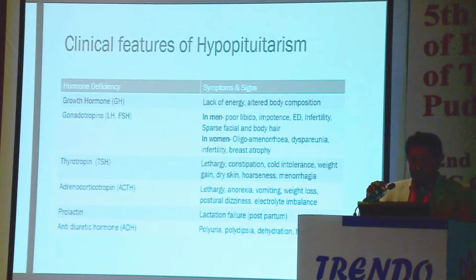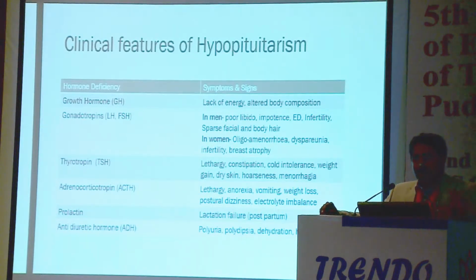So what are the clinical features of hypopituitarism? Remember that most of the symptoms related to individual hormones can be very non-specific and can be deceiving or misleading to the clinician. For example, growth hormone deficiency often lacks any specific symptom. They usually have some lack of energy and altered body composition when you specifically look for it. Gonadotropin deficiency in men presents with poor libido, impotence, erectile dysfunction, infertility, and sparse facial and body hair. In women, it usually presents with oligomenorrhea, dyspareunia due to vaginal dryness, infertility, and breast atrophy.